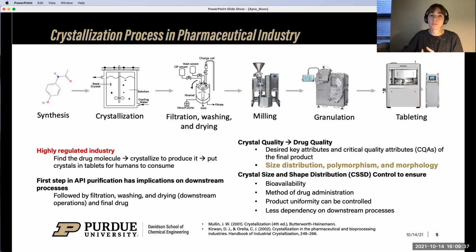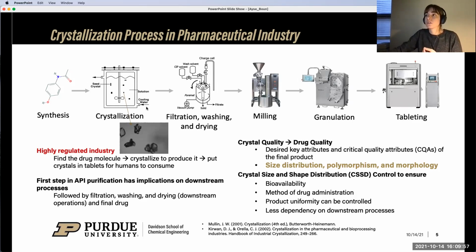Okay. So, and very briefly, we are focusing on crystallization in pharma industry because it is in the heart of pharmaceutical industry. So after you find a drug compound, you do crystallization basically to form those particles and purify them. And then you process them further to have your tablets, basically to drugs, and humans consume these drugs.